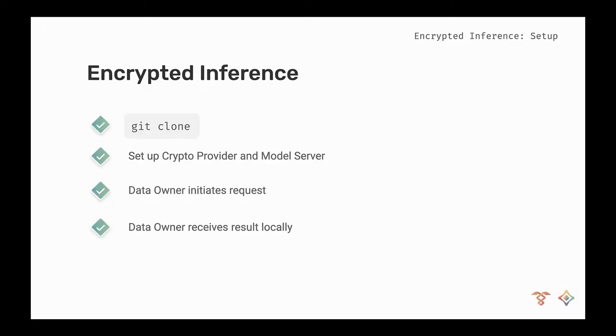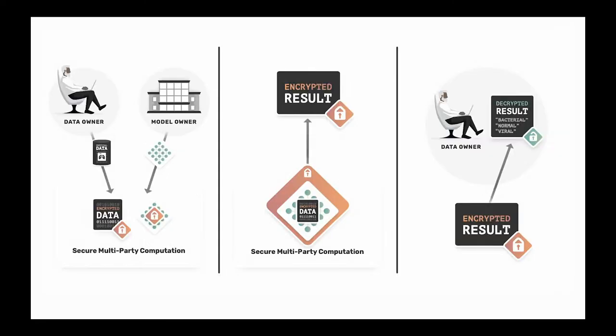Encrypted inference is just as simple. All you need to do is set up computation nodes as crypto providers and model servers, and wait for a request from the data owner. Everything is driven from the client side, including outputting the encrypted result as JSON on the client device, and everything happens under a zero-knowledge end-to-end encrypted premise.